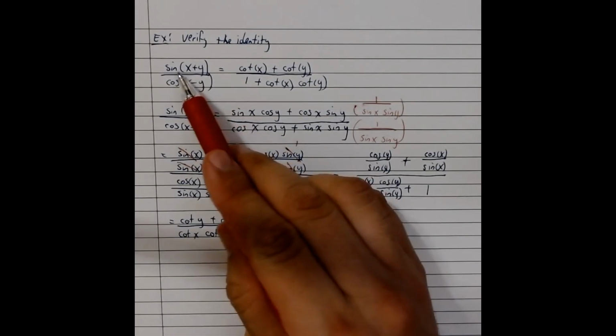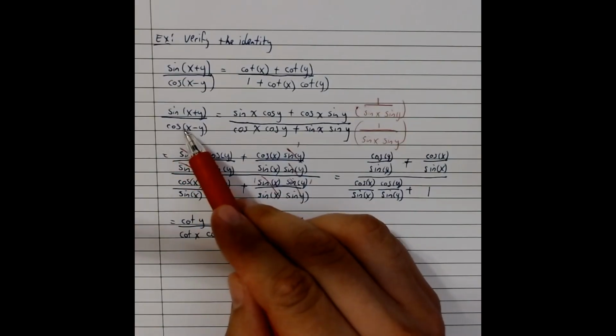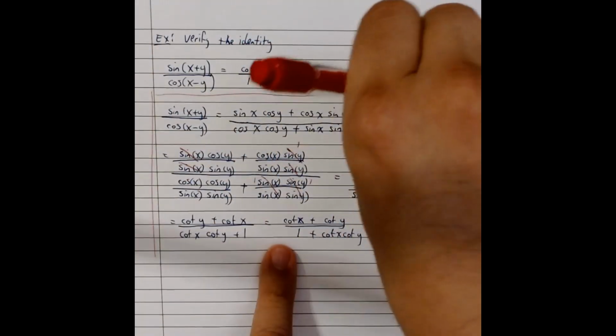So this shows that step by step we can transform sine of x plus y over cosine of x minus y to equal cotangent of x plus cotangent of y over 1 plus cotangent of x cotangent of y. And this confirms the desired identity.